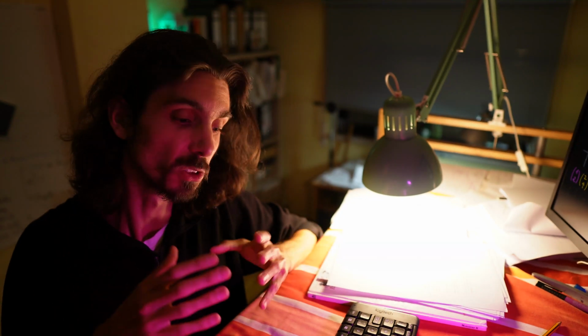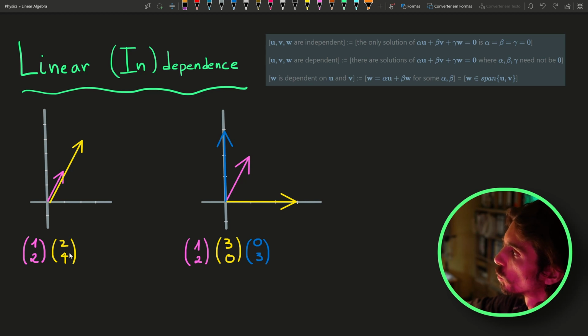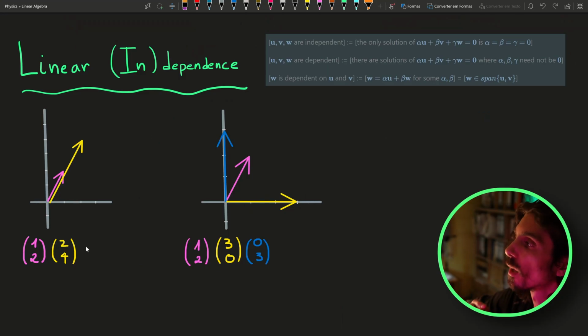Now, let's consider a list of vectors, and the question is, are they dependent or independent vectors? If a vector is dependent on the other vectors, it means that I can write that vector in terms of some linear combination of the remaining vectors. Consider the vectors (1, 2) and (2, 4). Can I or can I not create one from the other?